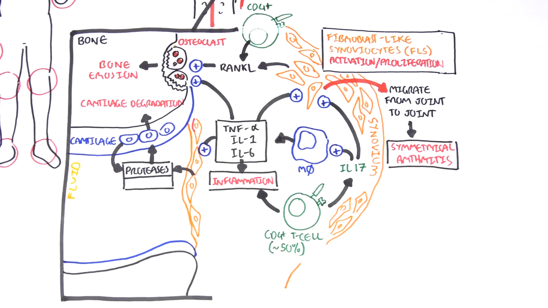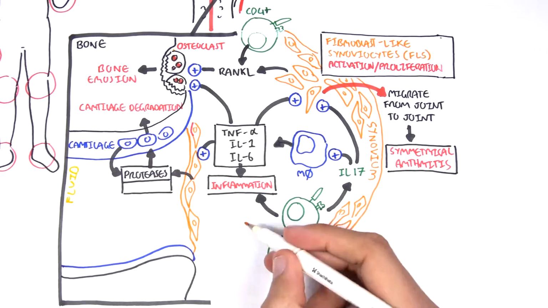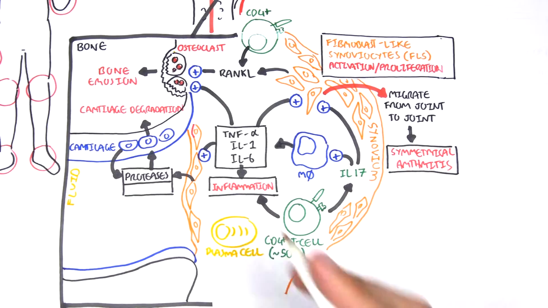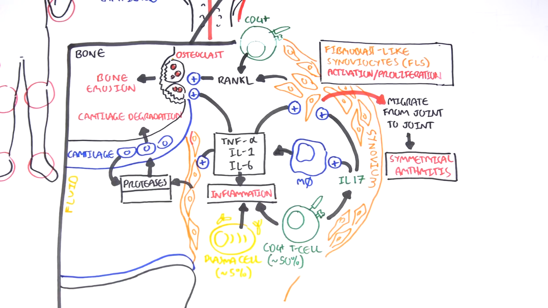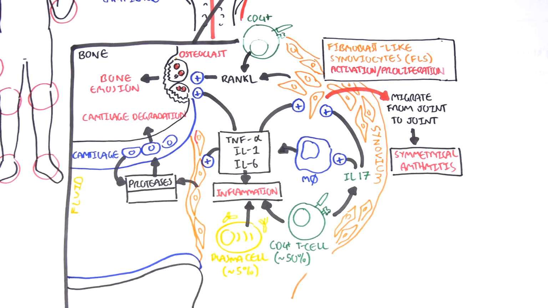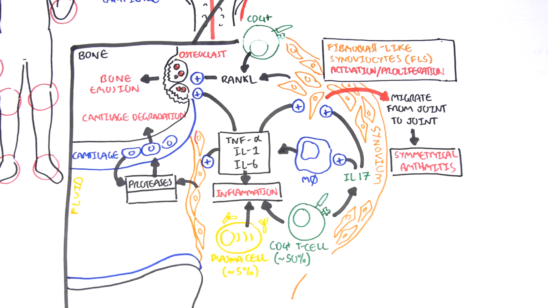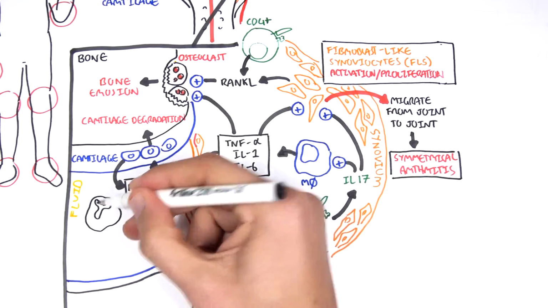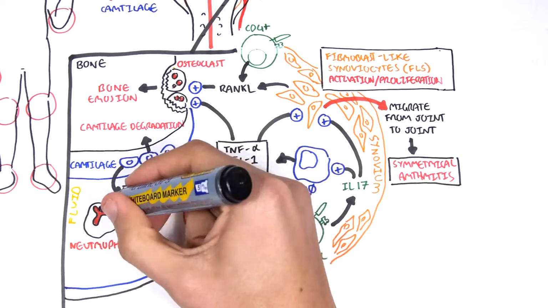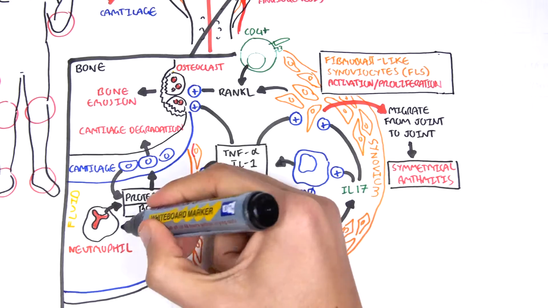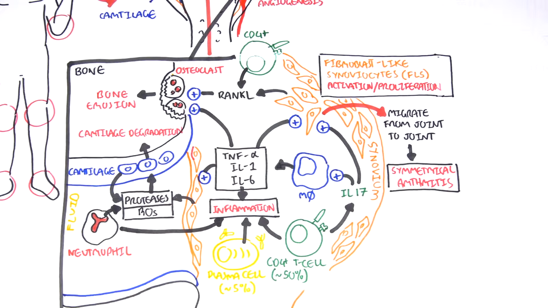We also find plasma cells in the area, and plasma cells only make up a small minority, about 5% of the immune cells, and they essentially assist in inflammation through cytokines as well as through antibodies. Now, in the synovial fluid, not in the synovial membrane, we can find neutrophils. And neutrophils essentially produce proteases and reactive oxygen species, which will cause bone and cartilage degradation, erosion. So they contribute to inflammation.